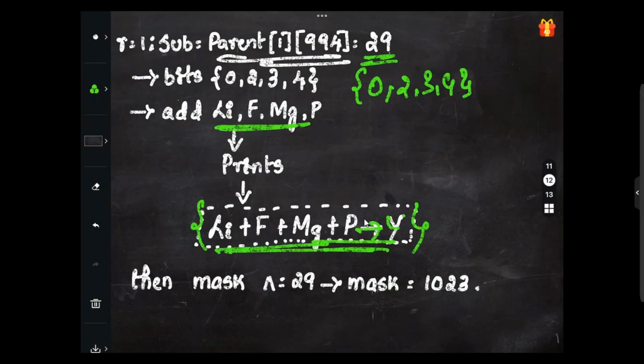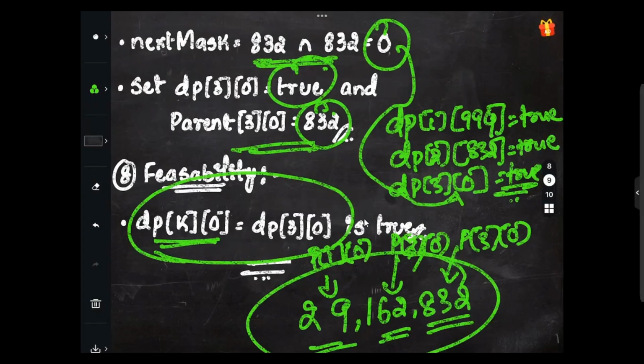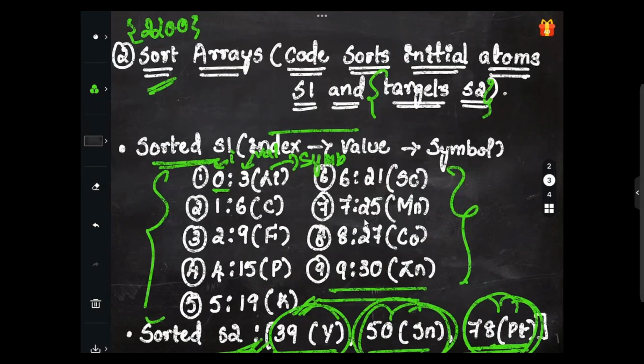This is equivalent to the y. Then we'll mask this one, xor equals 29. So we'll be masking 1023. So basically this we got from these steps, right? So we did for dp of 1 this one until here, right? So we did for 3 sorted s2s basically, for sorted s2s, sorted S2, 39 by 50 SN and 50, 78 PT. So this one itself, right?